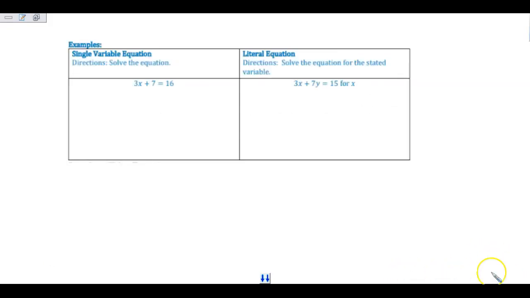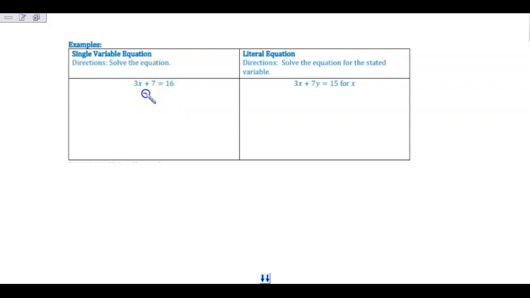Okay, so here are two examples. One is a single variable equation, which is what we've been working with all along, and the other one is a literal equation. So let's go ahead and work the single variable equation first. I look at this and I see that I have a variable of x on the left with a 3 and a 7, and then I have a 16 on the opposite side of the equal sign. And so I see that this is just a two-step equation.